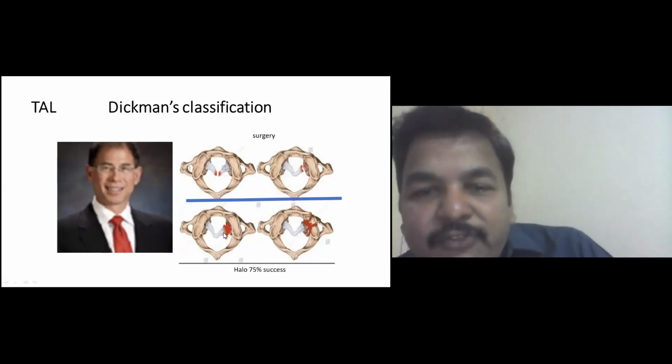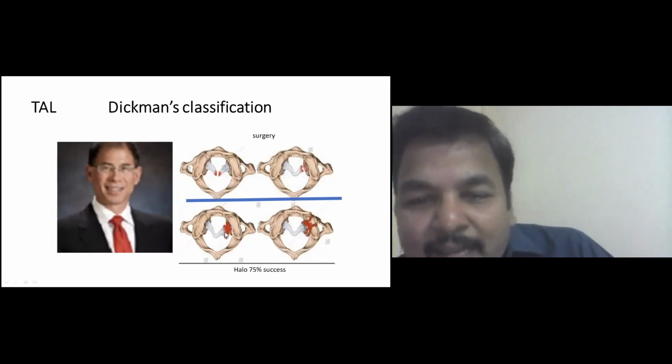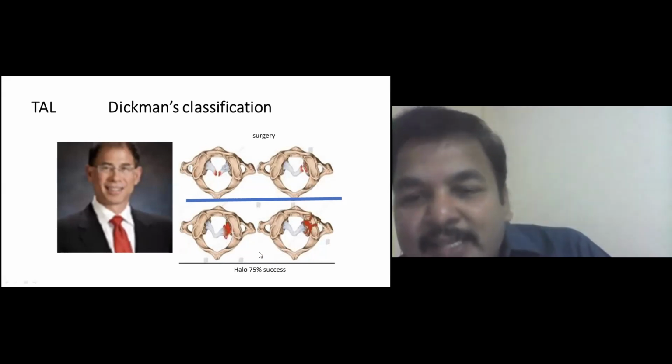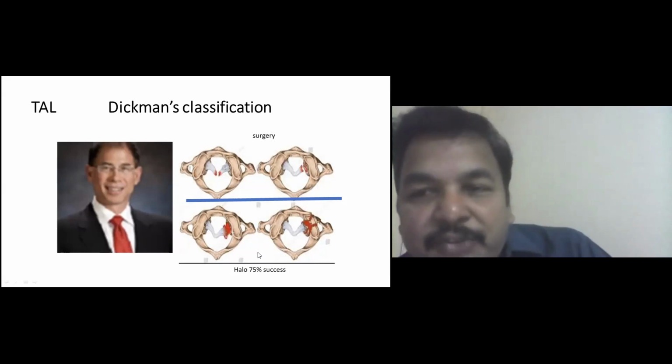answer. If the transverse atlantal ligament injury is because of the bony avulsion, in these cases the halo or conservative treatment may improve, maybe become successful.